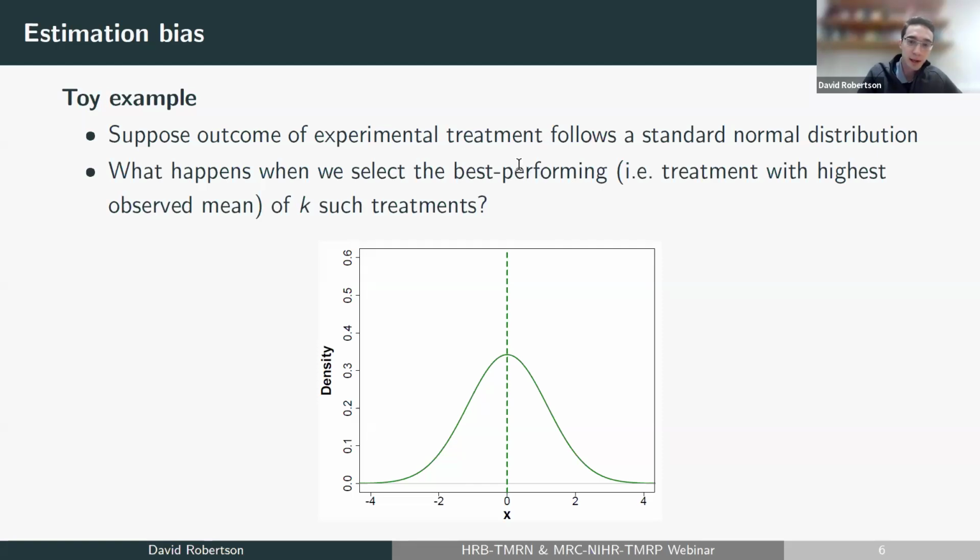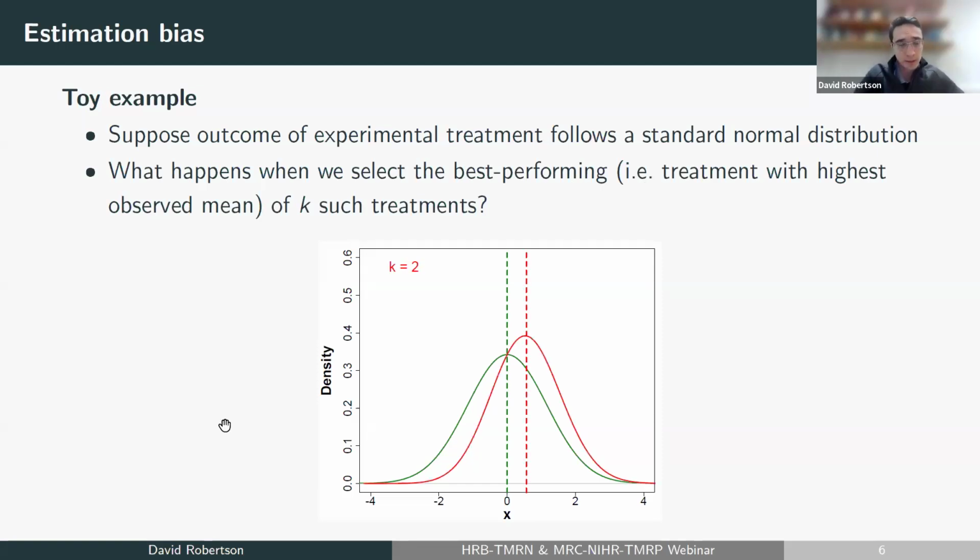So crucially, all these treatments, we're assuming in reality they're identical. They all have mean of 0 and they follow the standard normal distribution. But the question is, what happens to our estimate of the mean of the best performing treatment if that's what we report? Right. So at the end of the trial, we just say, we selected this treatment and this is its mean. So this plot below just shows the standard normal density.